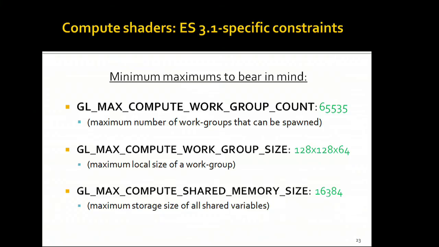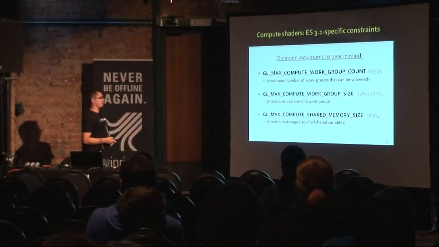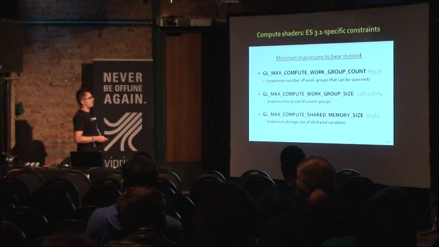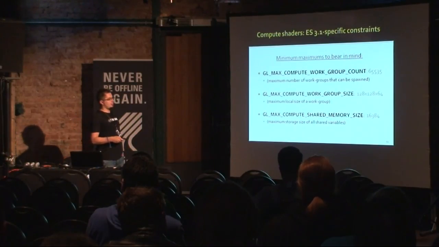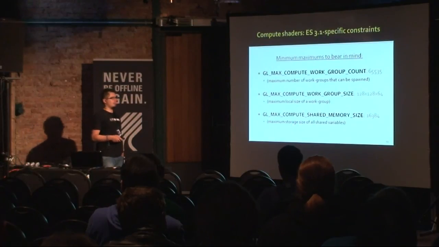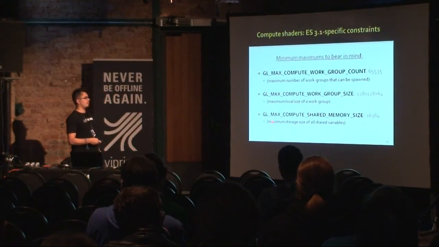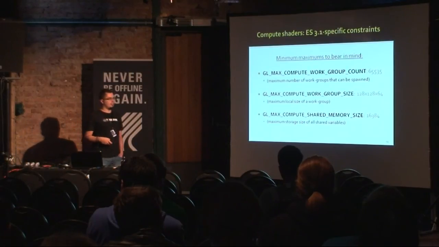OK, ES 3.1 specific constraints. So again, the minimum maximums come into play. We've got GL_MAX_COMPUTE_WORK_GROUP_COUNT, which is the maximum number of workgroups that you can spawn. This is 65K. Then you have GL_MAX_COMPUTE_WORK_GROUP_SIZE, which is 128 by 128 by 64. This is the maximum local size of a workgroup. And then this is GL_MAX_COMPUTE_SHARED_MEMORY_SIZE, which is 16K, meaning the maximum storage size of all shared variables.